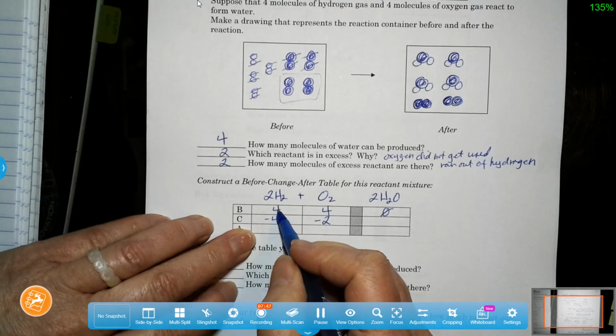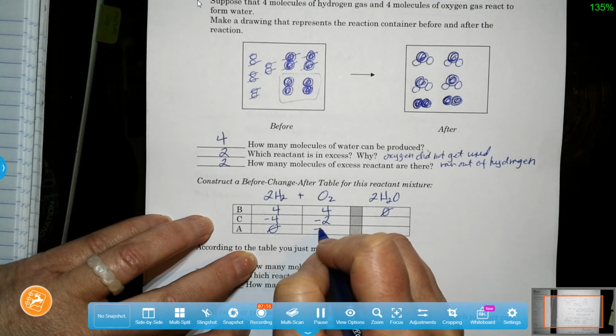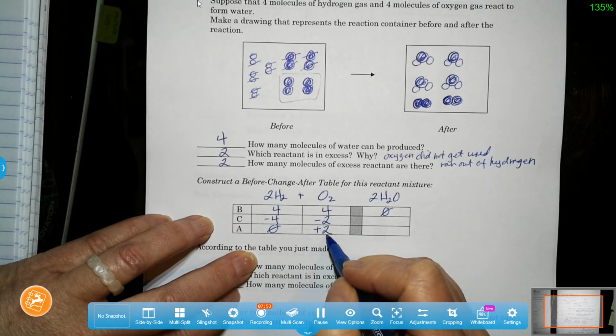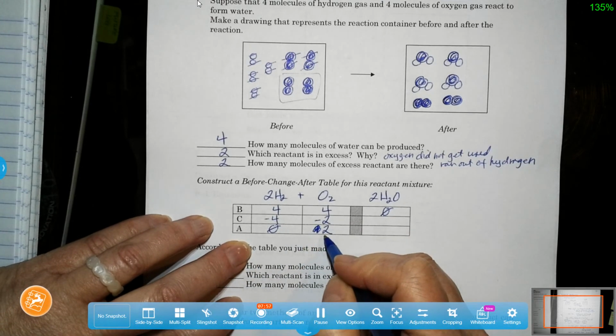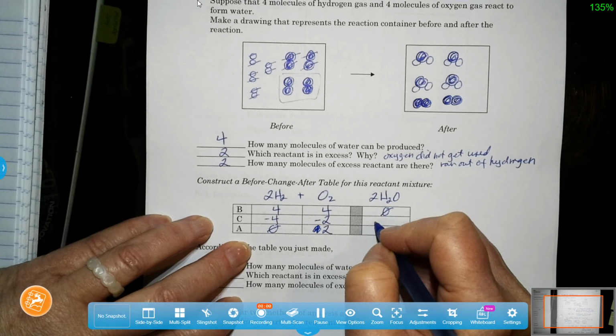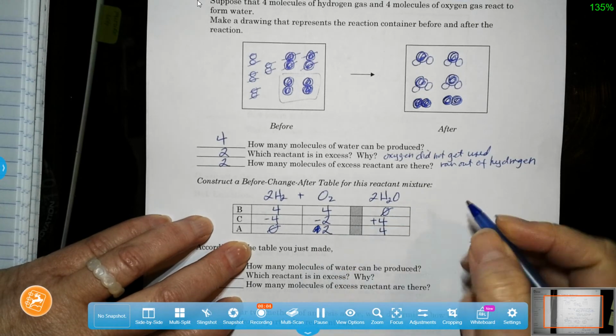Okay, so we used up all 4 here, 0, and this is what we have leftover now. We have 2. Oh, I don't need to put 2 there. We have 2 leftover oxygens. I made 4 of these. And I have 4 at the end.